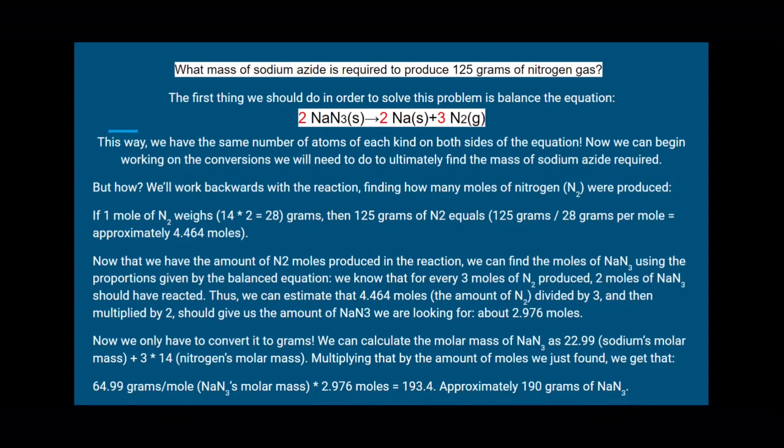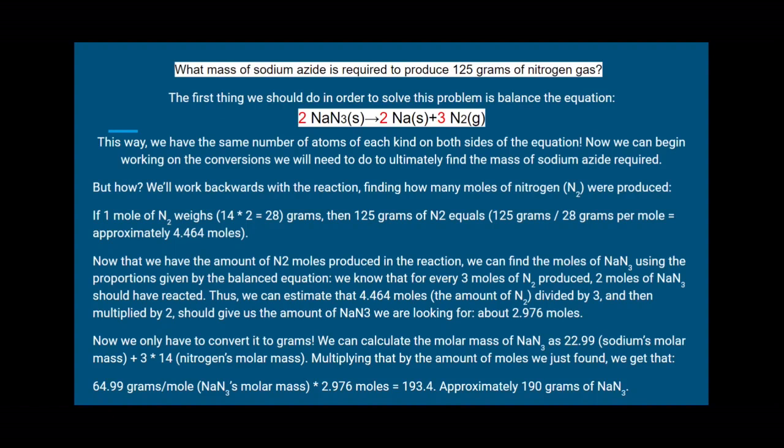We know that for every 3 moles of nitrogen produced, 2 moles of acid should have reacted. Thus, we can estimate that 4.464 moles divided by 3 and then multiplied by 2 should give us the amount of acid we are looking for, about 2.976 moles. Now we only have to convert it to grams.